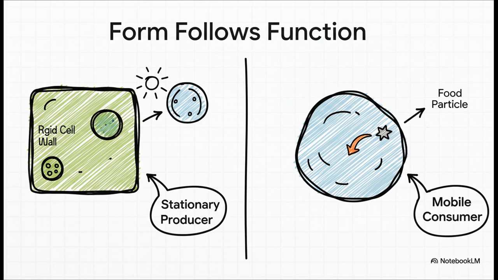That rigid wall, it lets a plant stand still and grow tall. That flexible membrane, it lets an animal move and hunt. Those chloroplasts, they turn a plant into a self-sufficient factory. Not having them forces an animal to be a mobile consumer. None of this is random. It's the product of billions of years of trial and error.